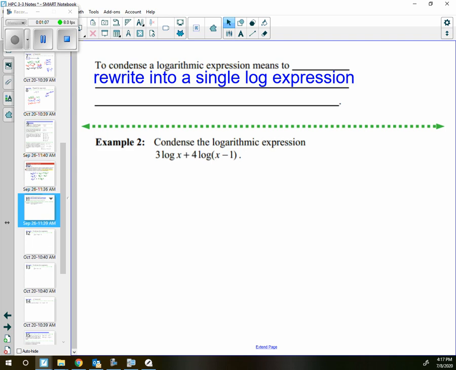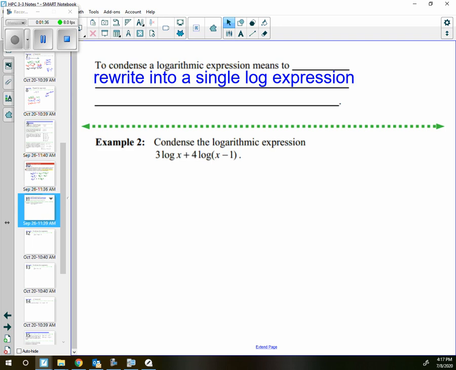Condense means to rewrite into a single log expression. So remember my analogy of the puzzles in part 1. This is where you have all the puzzle pieces. They are all separate, and you're going to put them together into one picture. You're going to make the puzzle. So all these separate pieces you need to reassemble and make the picture. So we're going the other way. Again, when you think about solving an equation, you might be trying to put things together. This would be that kind of thing.